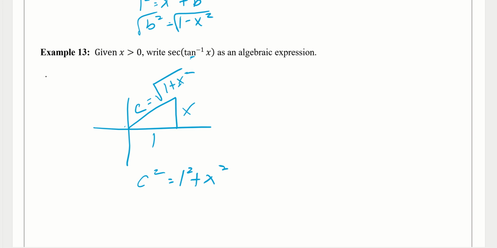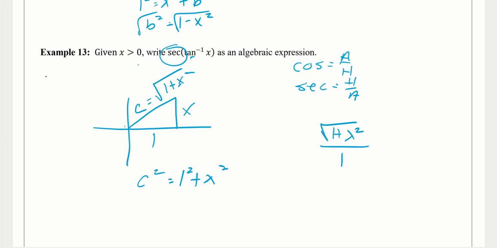Cool. And so now if I look at secant, remember secant is the inverse of cosine. So cosine is adjacent over hypotenuse. So secant is going to be hypotenuse over adjacent. So this one would be square root of 1 plus x squared over adjacent. That looks like an h, but it's a 1. So my final answer is the square root of 1 plus x squared.